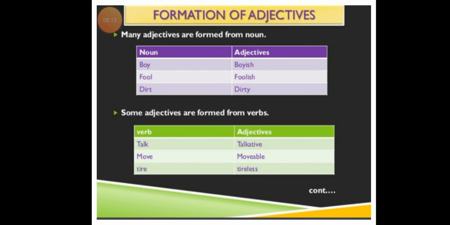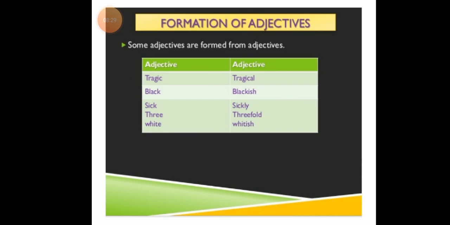Formation of adjectives. If we have to form adjectives from given nouns and verbs, how can we do that? Boy becomes boyish, fool becomes foolish, dirt becomes dirty, talk becomes talkative, move becomes movable, and tire becomes tireless.